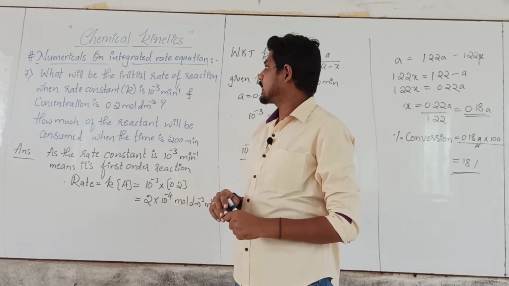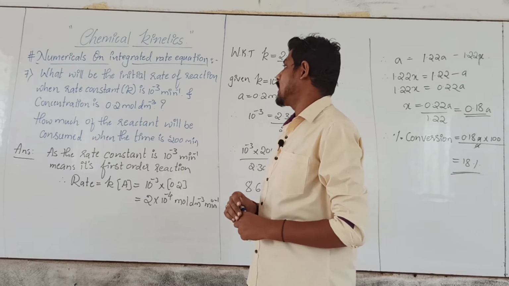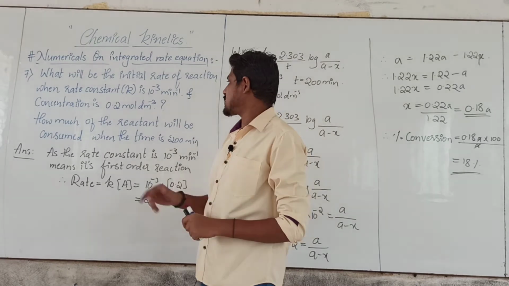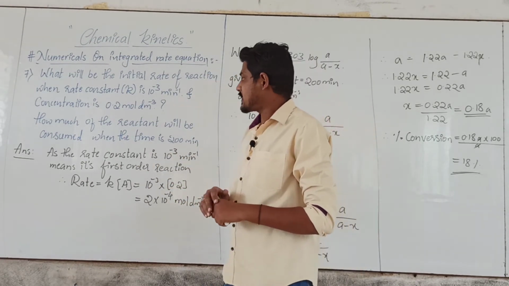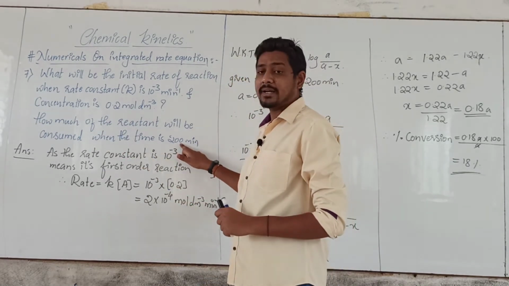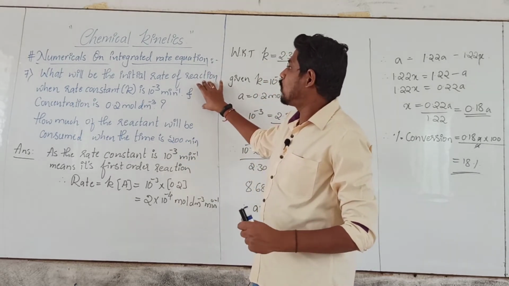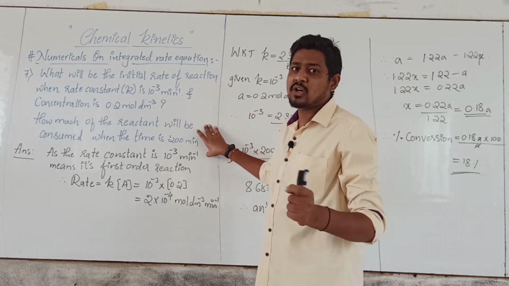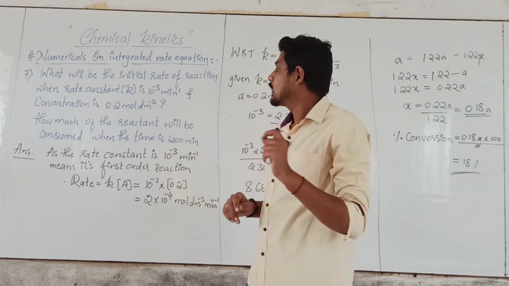Okay students, the next problem is, what will be the initial rate of the reaction when the rate constant is 10 to the power minus 3 per minute and the concentration is 0.2 moles per dm cube? This is the first problem. The second is, how much of the reactant will be consumed when the time is 200 minutes? In the first problem, they are asking for the initial rate of the reaction, and in the second, how much of the reactant will be consumed at 200 minutes. See how to solve this.